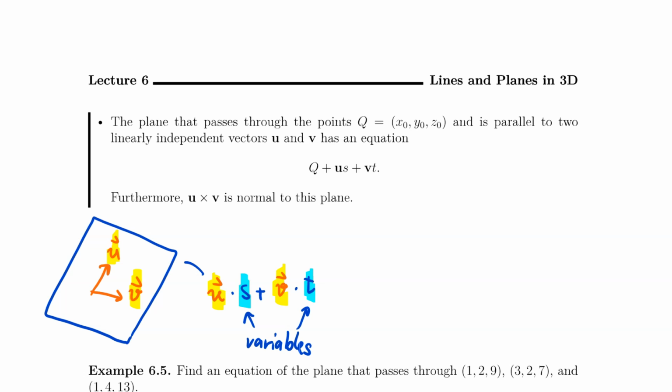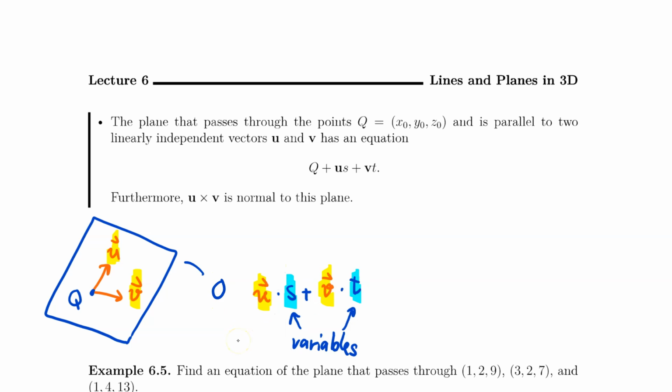And in general, these vectors u and v can start off at any point. So let me name this point q. What I have to do is just add q to the equation that I have here. So if I add q to this, this now is going to be the equation for this plane. If the plane goes to the point q, whose coordinate is x0, y0, z0, and it's parallel to two vectors u and v, then this plane is going to have this equation.